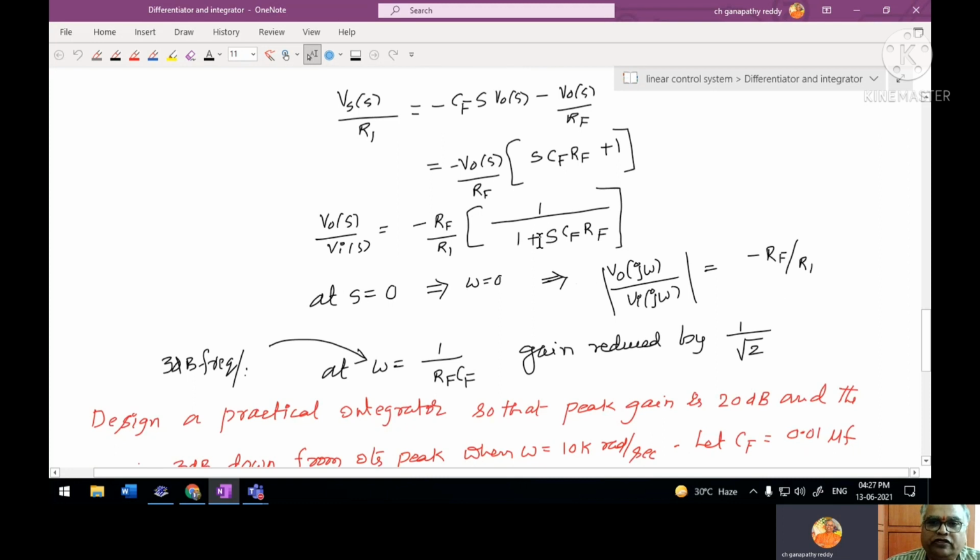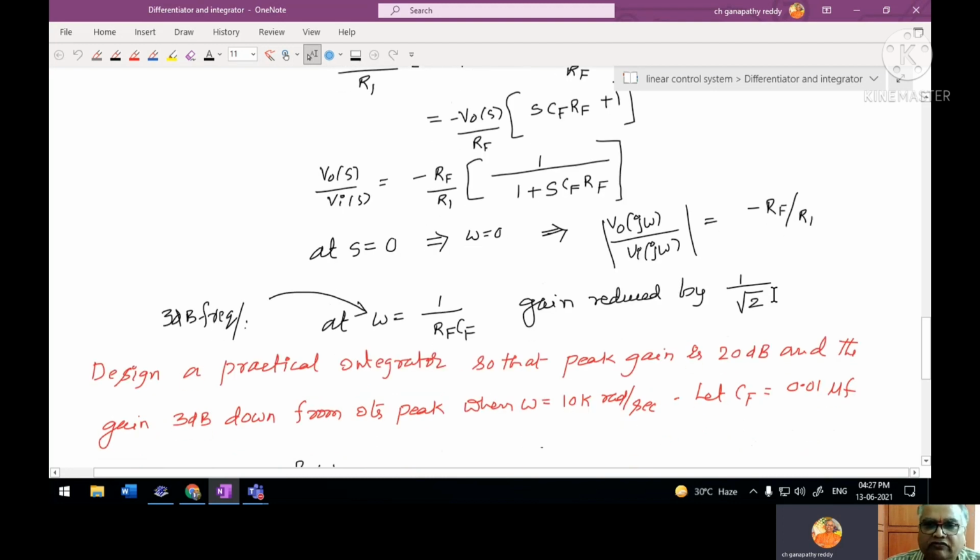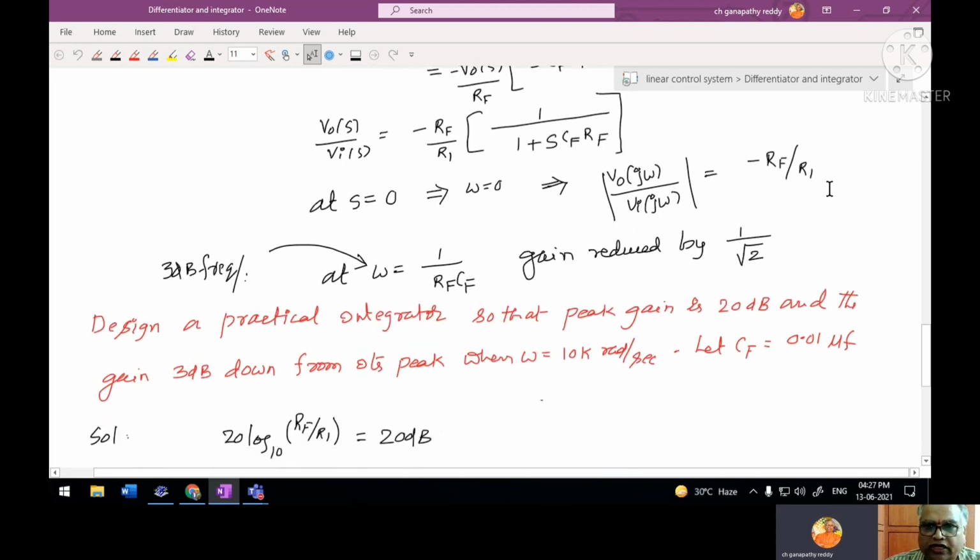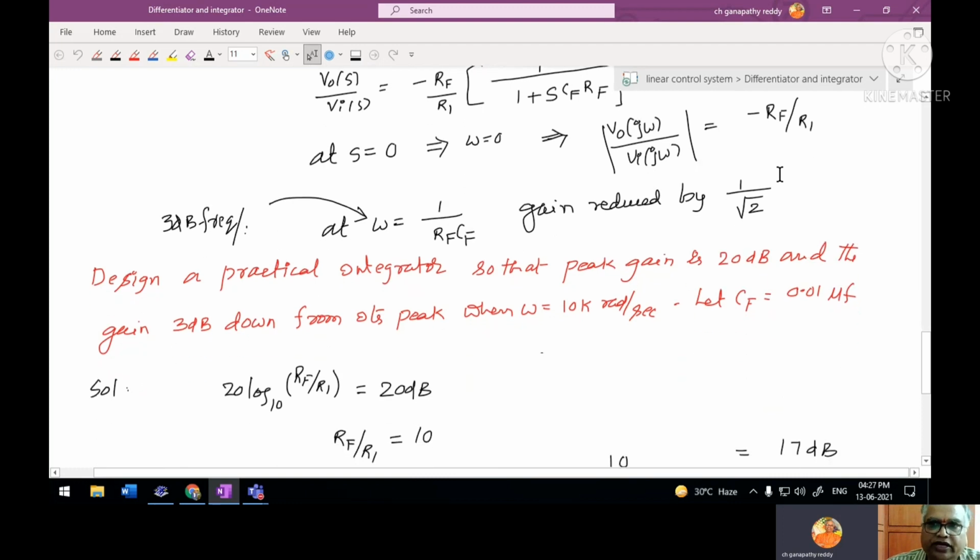Now at 0 frequency, S equal to j omega. For a DC signal, frequency is 0, so 0 into CF RF is 0, and 1 by 1 is 1. The gain is simply minus RF by R1. So what is the low frequency gain? Minus RF by R1. So RF and R1 only decide the gain of the amplifier. It looks like an inverting amplifier.